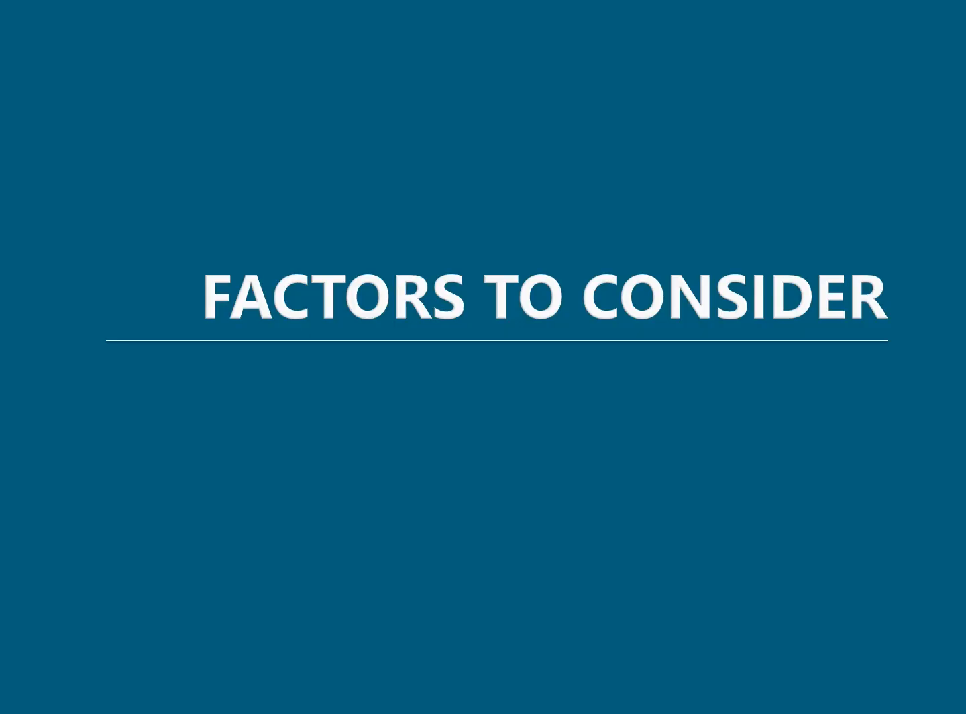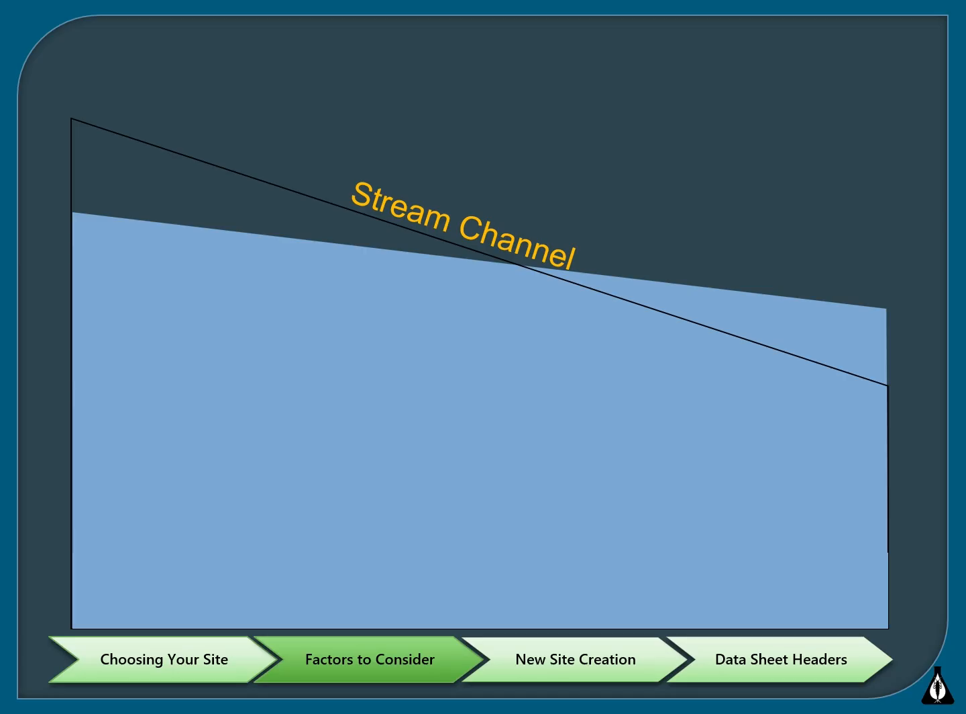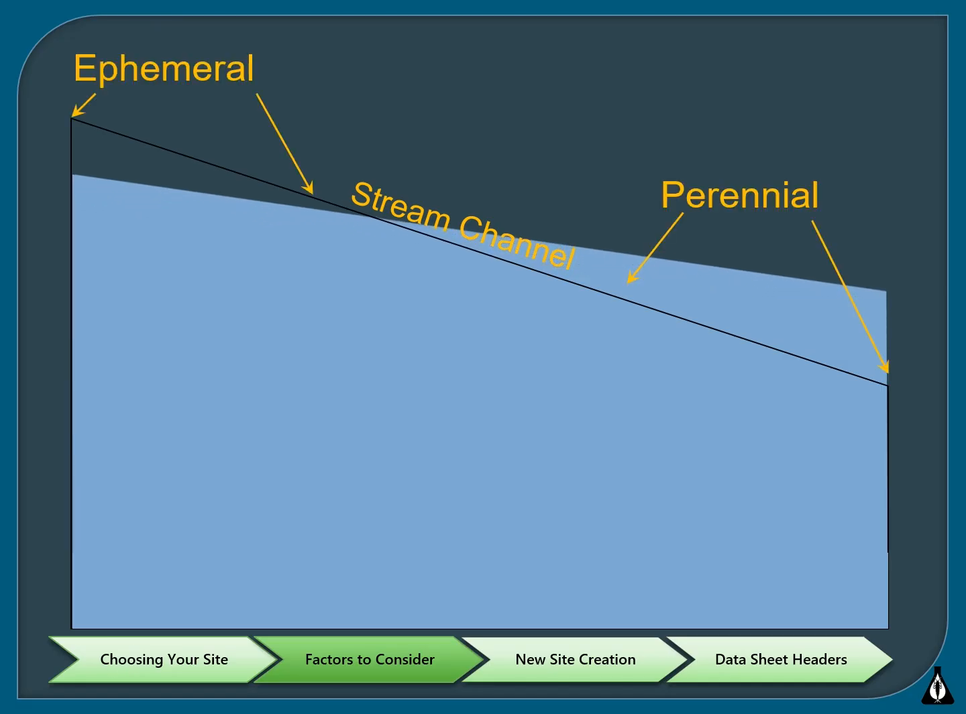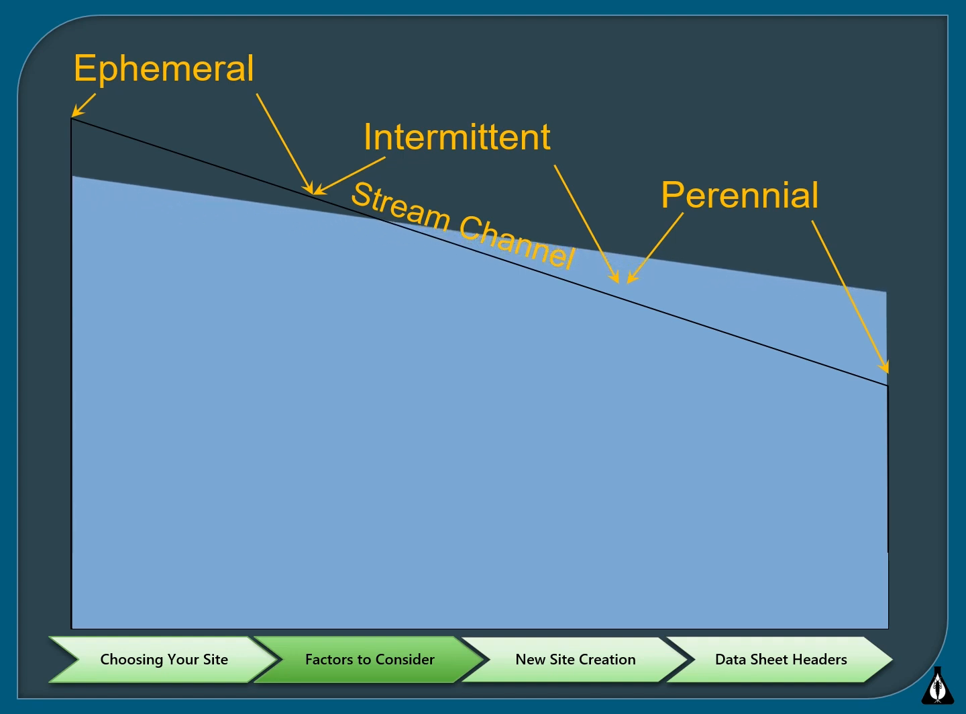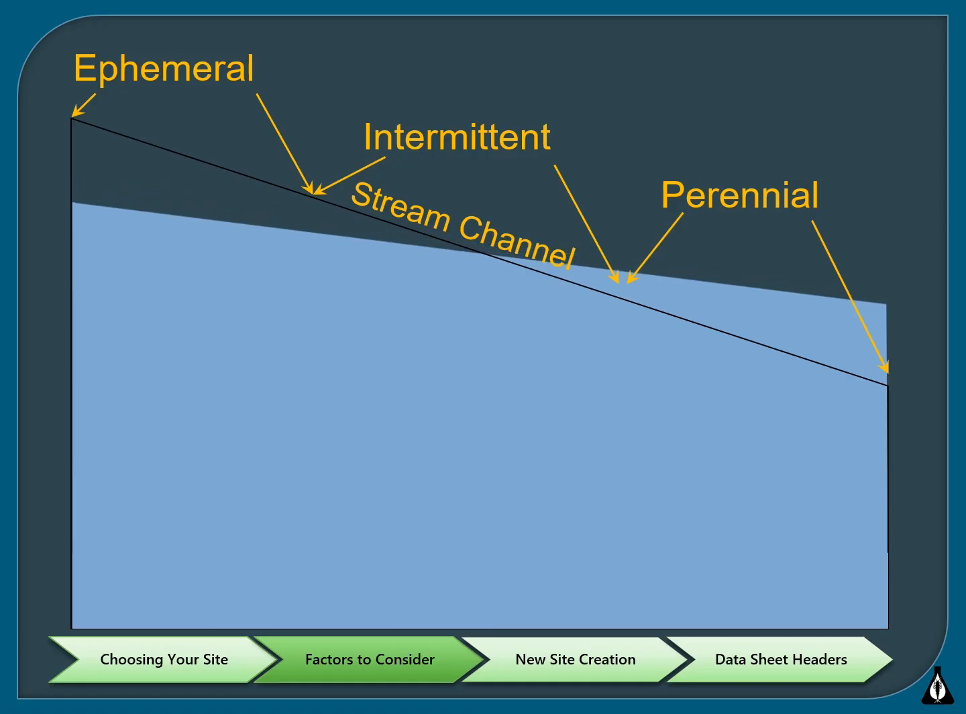Now we're going to talk about some requirements or factors to consider when selecting a monitoring site. When it comes to monitoring a stream, it is important to consider what type of stream system you have. We categorize streams into 3 different categories: perennial, ephemeral, and intermittent streams. These streams are classified based upon their flow patterns, and the flow patterns are relevant to how the stream channel is embedded within the groundwater table.